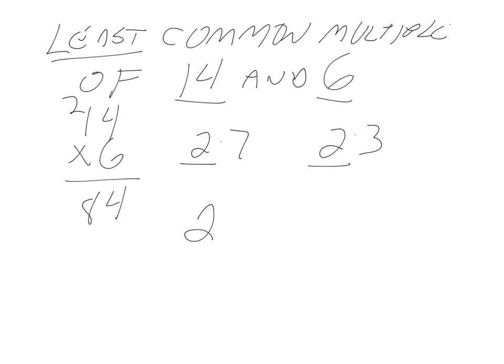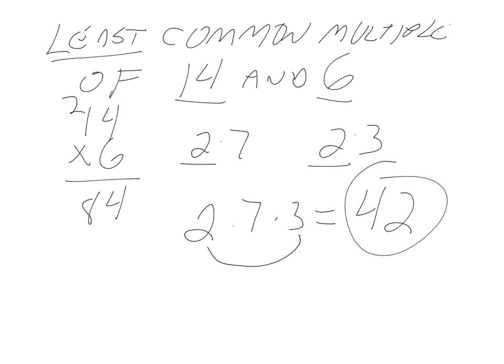Next, I include my unique factors. So there's a 7 from the 14 and a 3 from the 6. To find my least common multiple, I multiply those three numbers together. I don't need to include the second 2 because it's already common. So 2 times 7 times 3 can also be 2 times 3, which is 6, times 7, or 42. And there is my least common multiple.